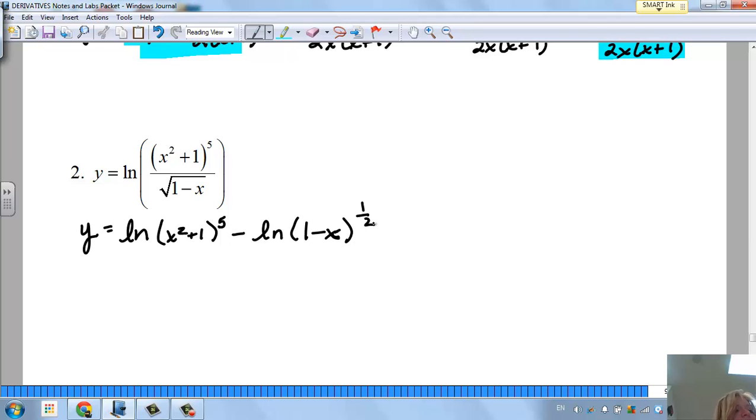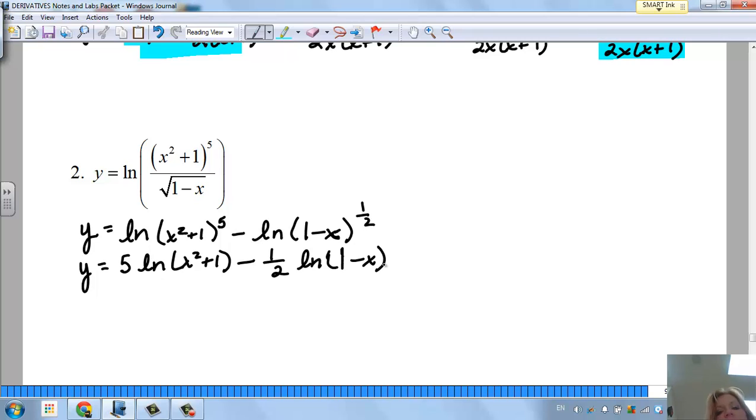Now I'm going to bring down my exponent, so this is really y equals 5 natural log of x squared plus 1 minus 1/2 the natural log of 1 minus x. Now I've just expanded it. I have not done the derivative. Now I'm doing the derivative.